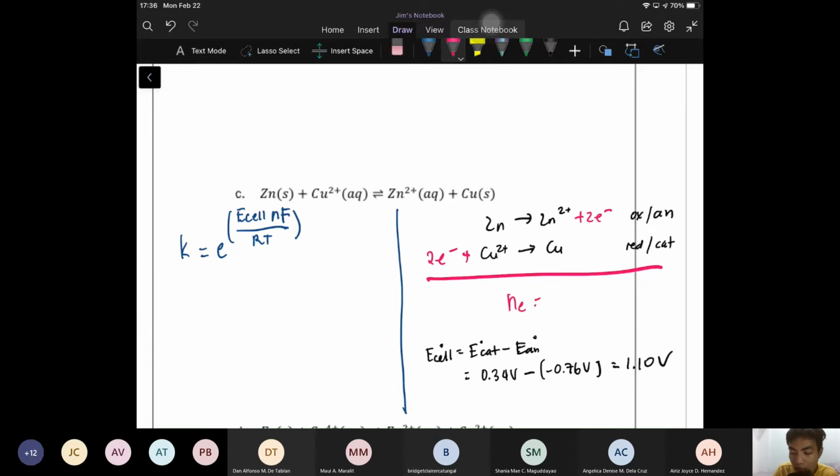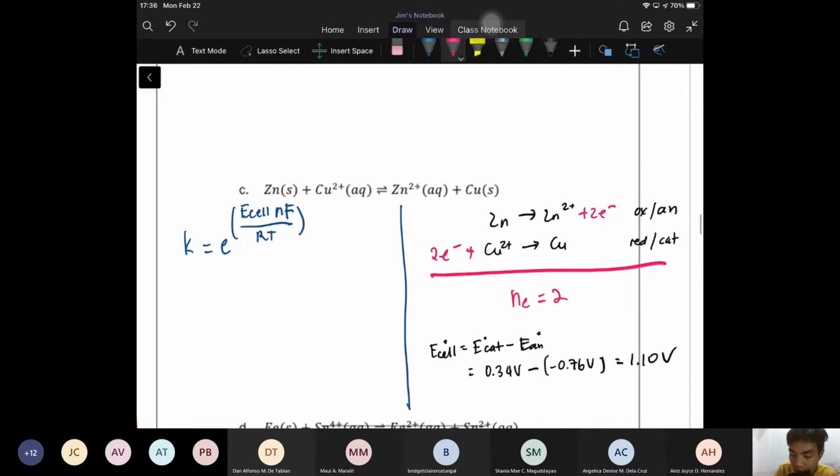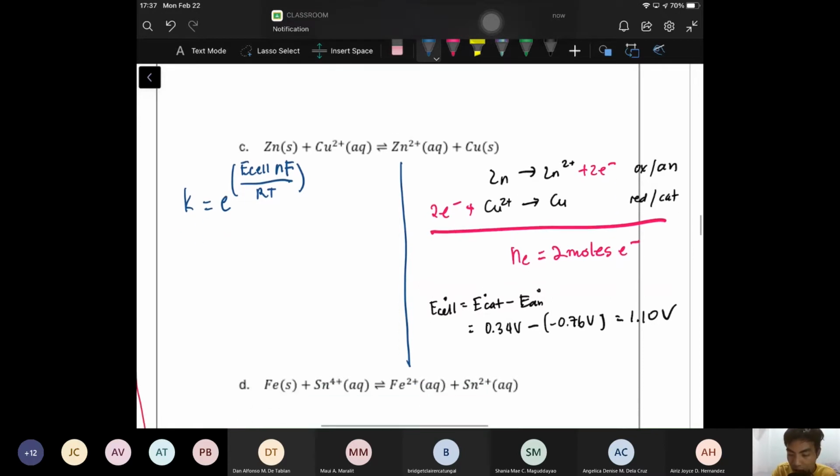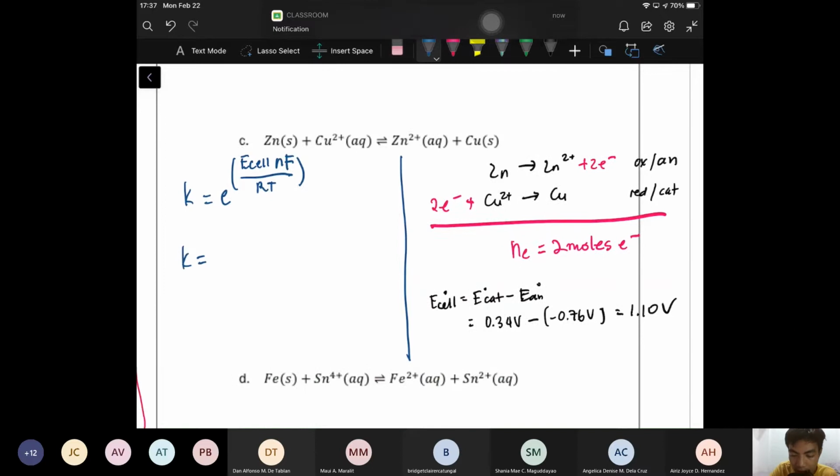So, ano yung N natin? Moles of electron. Okay. So, dalawa. So, 2 moles ang electron natin. Yun yung pa-plug in natin sa K. Solve na natin si K. That will be E cell NF over RT. Values na lang ilalagay ko ha, kasi we all know that yung units naman, they will cancel out lahat.